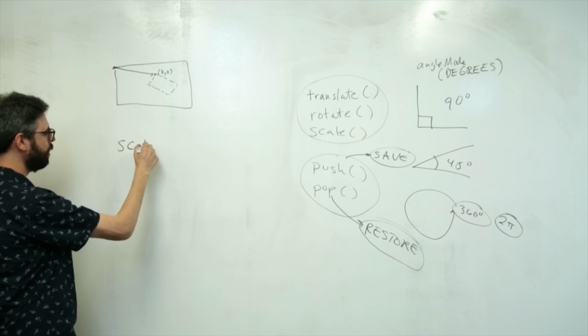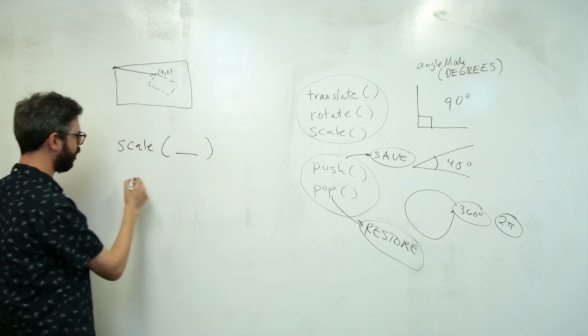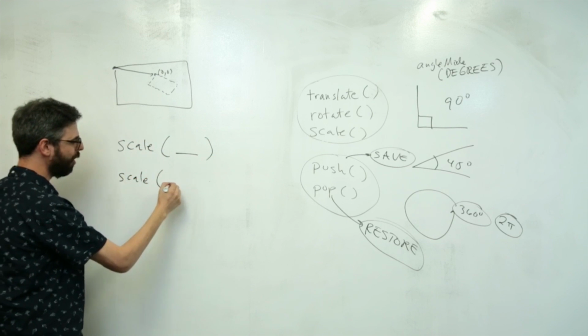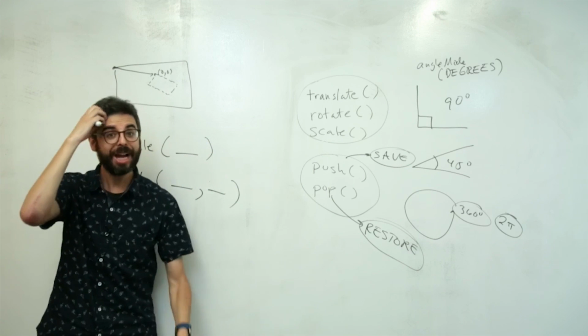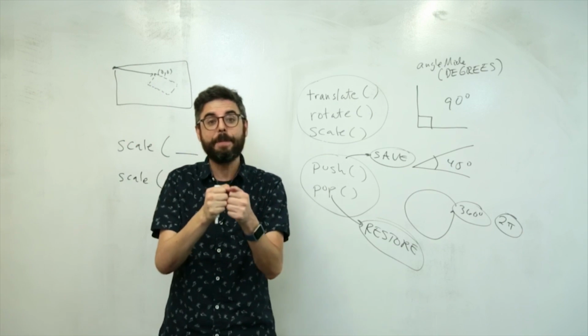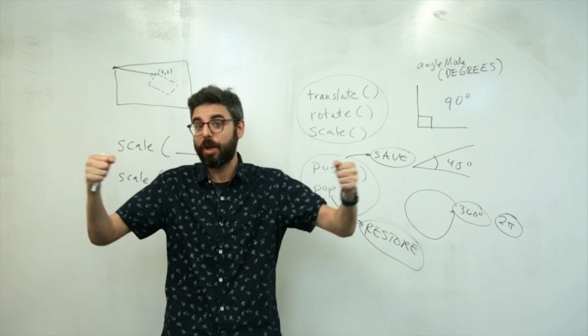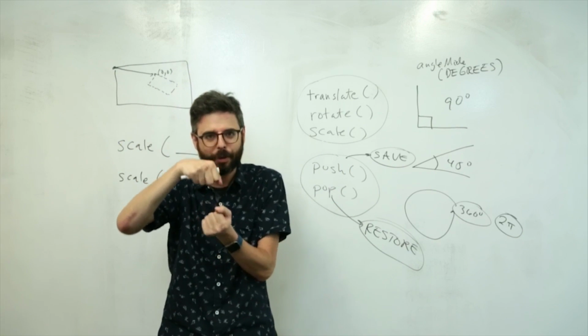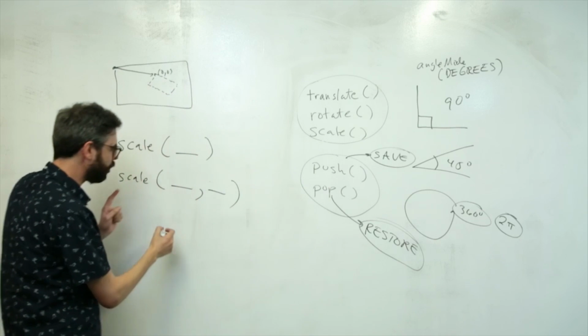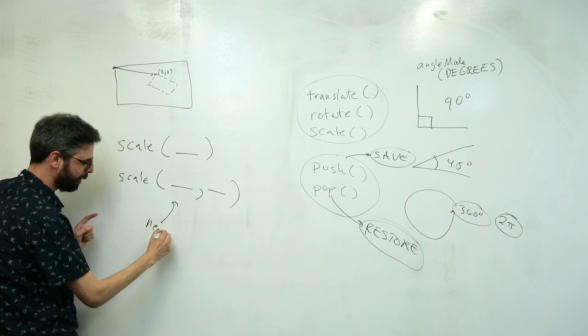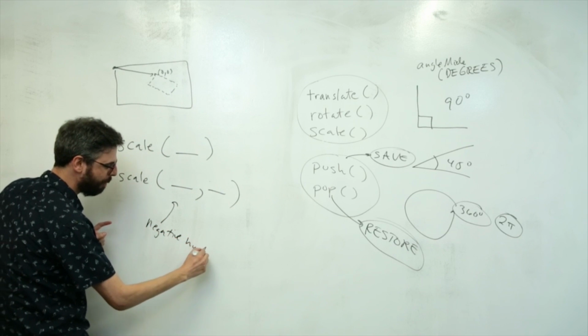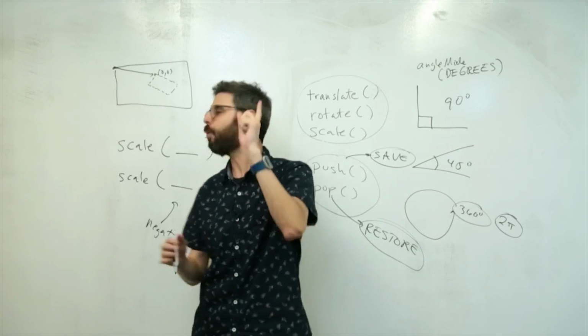Scale can take one argument, or scale can take two arguments. So I could scale the same amount along the x and the y axis, or I could stretch something along the x axis and shrink something along the y axis. Plus, I can also put negative numbers in here. And what negative numbers do is, so what is a number?